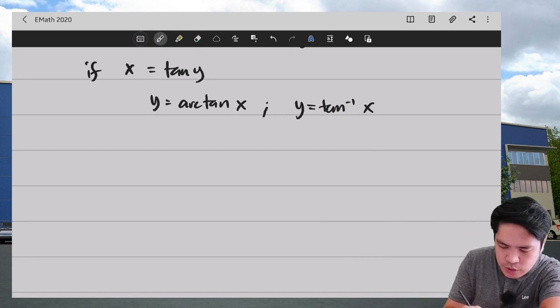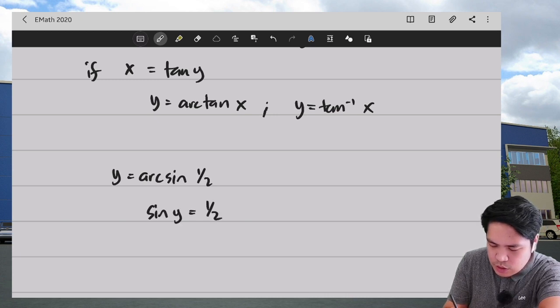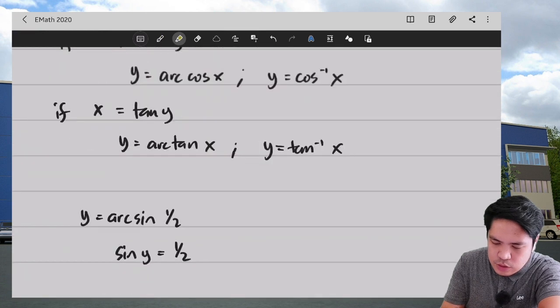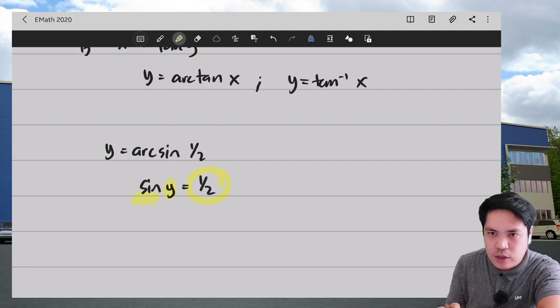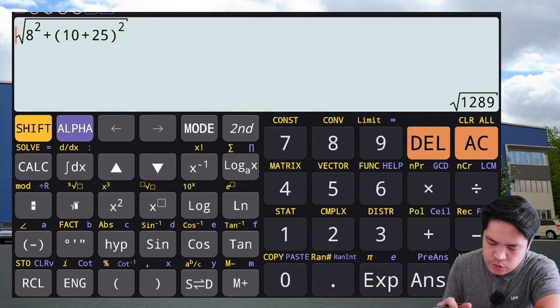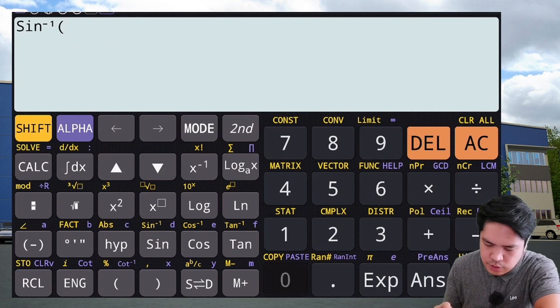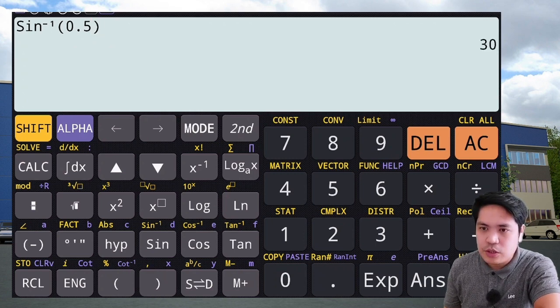Suppose we have y is equal to arc sine of 1/2. So that means we have sine y is equal to 1/2. So what angle y yung applyan natin ng sine, the result is 1/2. Okay? So tingnan natin sa calculator. So if we use our calculator, we have y is equal to arc sine 1/2. So let's make that 0.5. Okay? So that would be 30 degrees.